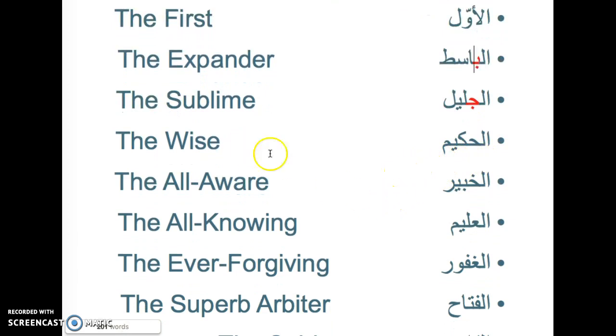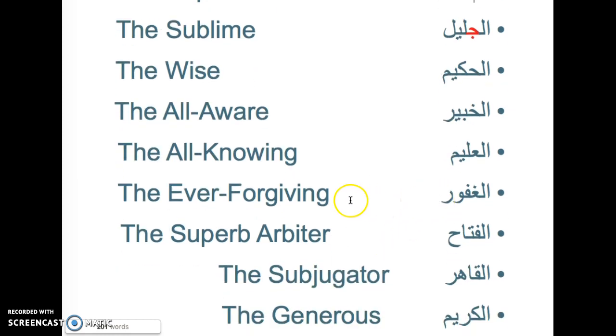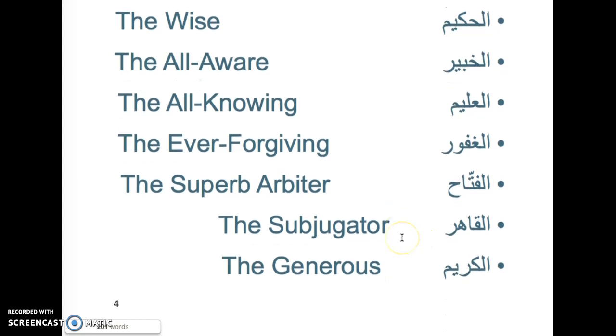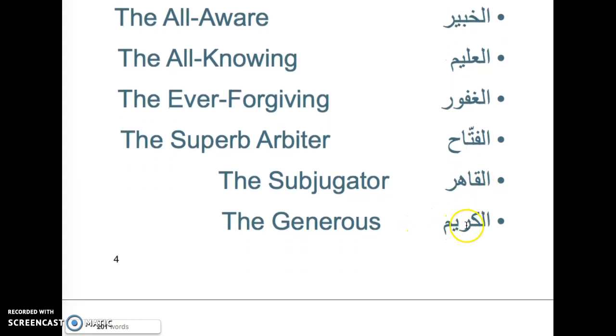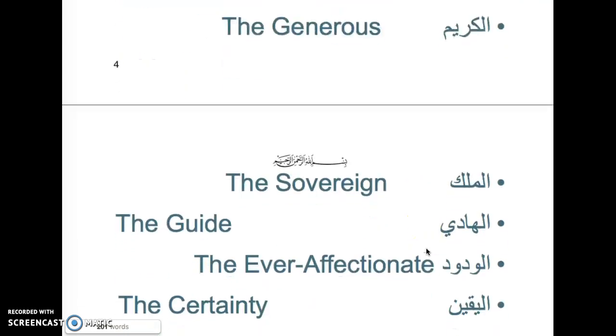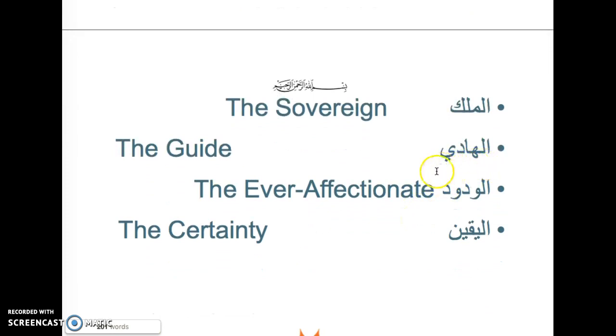Al-hakim, al-khabir, al-alim, al-ghafur, al-fattah. We stressed the ta. So we're going to say al-fattah, al-qahir, al-karim, al-malik, al-hadi, al-wadud, al-yaqeen.